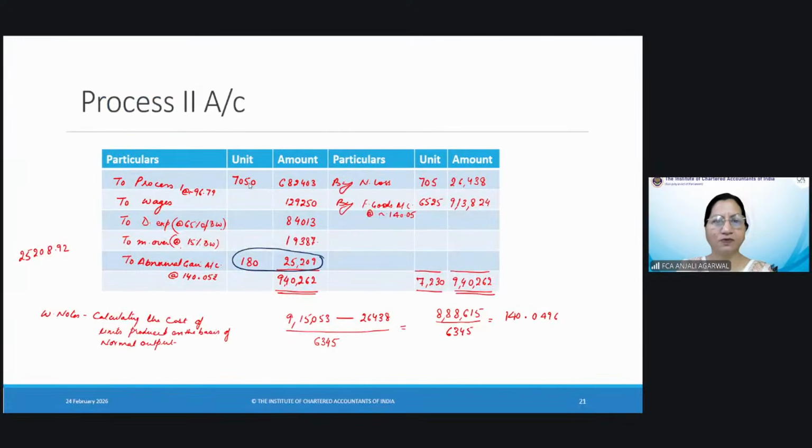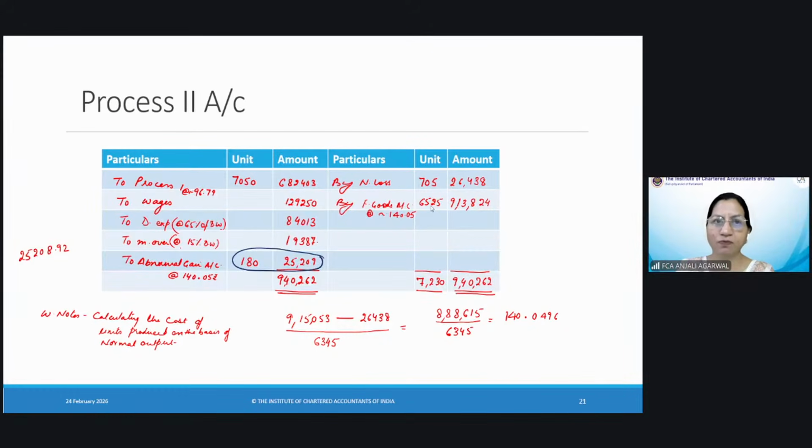Then you had the process 2 account, 7050 units moved. When you total all these costs and subtract from it 26438, your rule is established. So the cost comes out to be 140.0496. Then you have already calculated the account of your units. Out of 7050, 705 should have been lost. So your output should have been 6345.